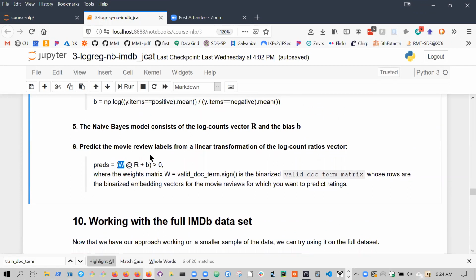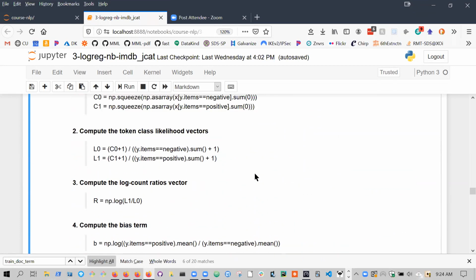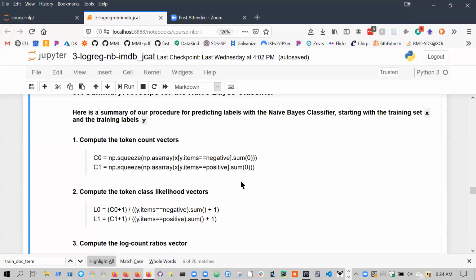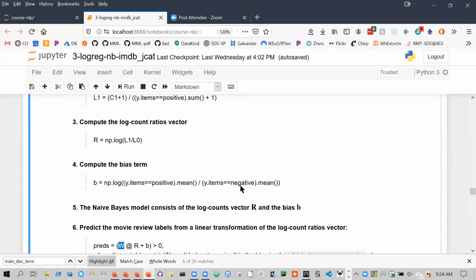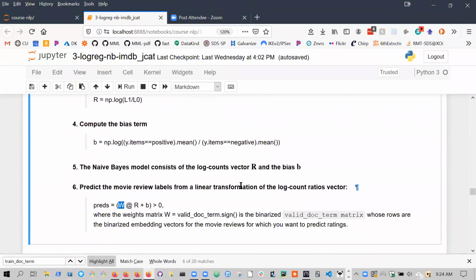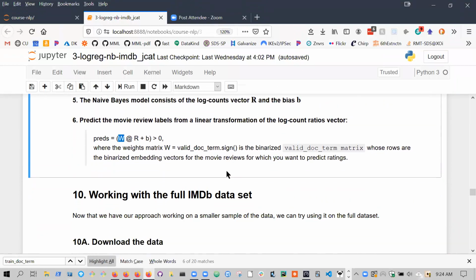So this gives you the complete prescription for how you can go about computing a naive Bayes classifier from scratch. The interesting thing about naive Bayes is there's no calculus, there's no stochastic gradient descent. It's just an analytic formula. That's one of its advantages: it's very quick to compute. It's fast, and it doesn't require a lot of compute resources.